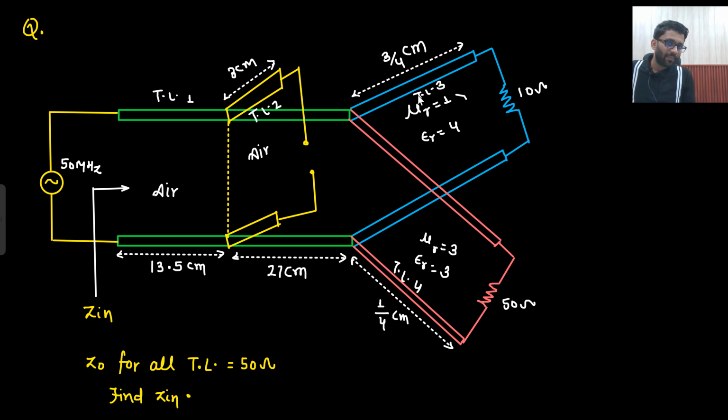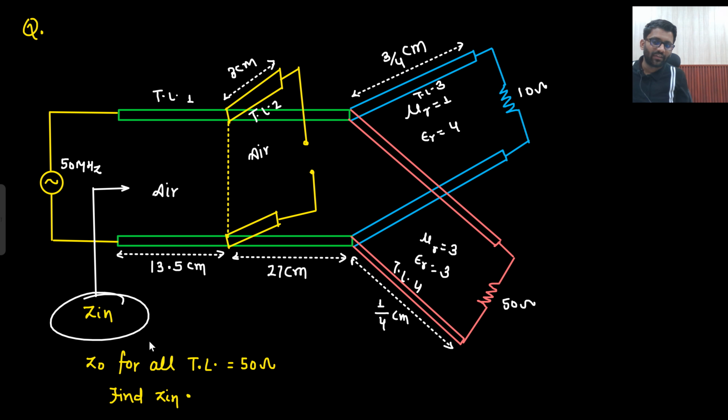What is the medium? Here the medium is mu r equals 1, epsilon r equals 4. Here the medium is mu r equals 3, epsilon r equals 3. So this is the medium. Is that clear to you? Here the medium is air. In this transmission line as well, the medium is air only. This transmission line is open circuited. This transmission line is 10 ohm and 50 ohm. This is the load.